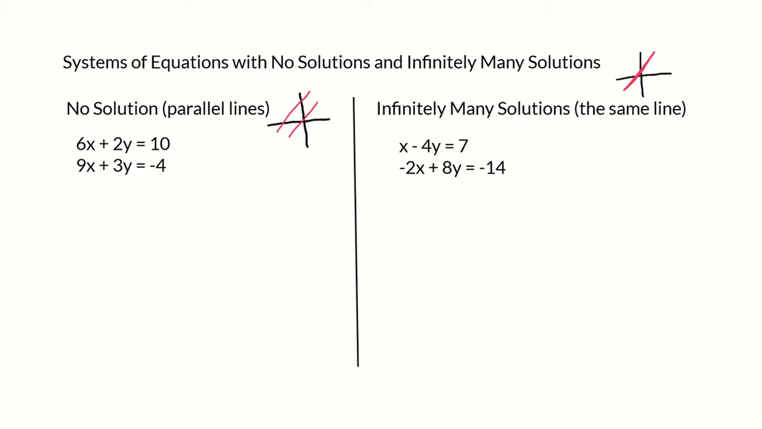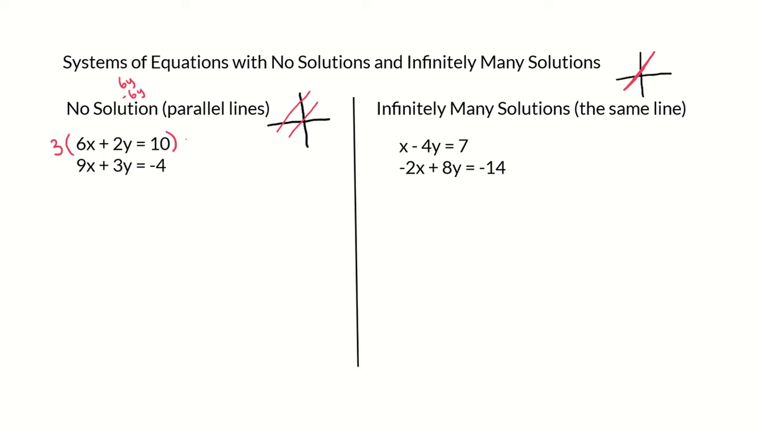In this first example, 6x plus 2y equals 10, 9x plus 3y equals negative 4, the easiest method to solve would be elimination, and elimination by lining up the y's. So recall with elimination, we want the same number in front of the variable with the opposite signs. So we would want to get 6y and negative 6y in this system. So to get 6y in the first equation, we'd multiply it by 3.